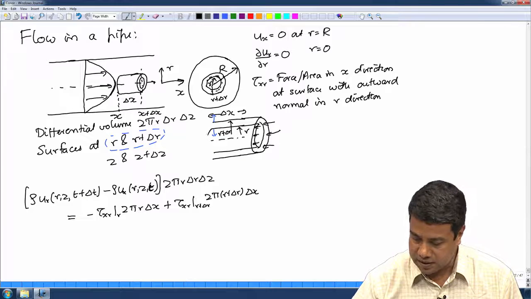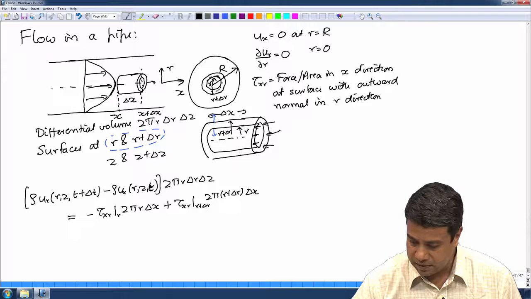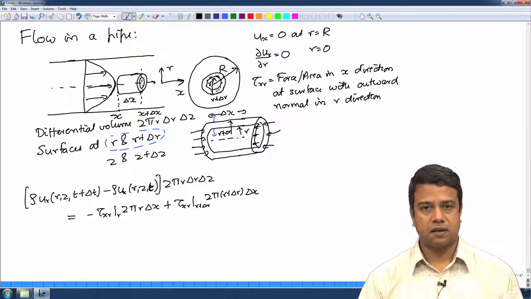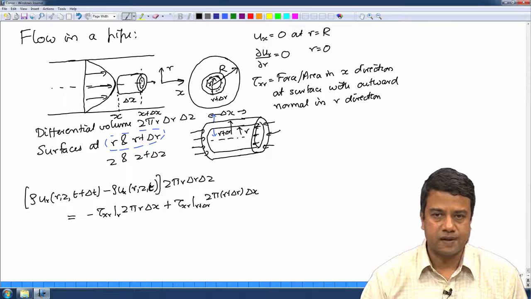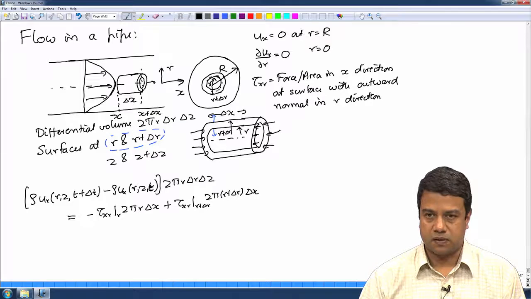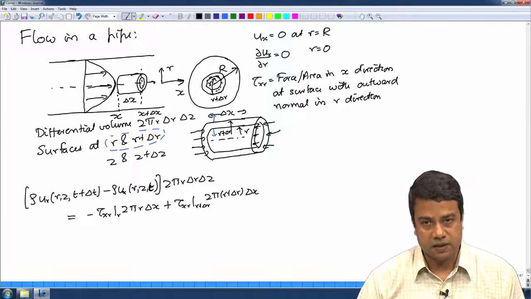At this surface, the pressure is acting in the plus x direction. Because there is a pressure difference across the pipe, these two pressures are not the same. Therefore, this pressure difference will enter into the momentum balance equation.